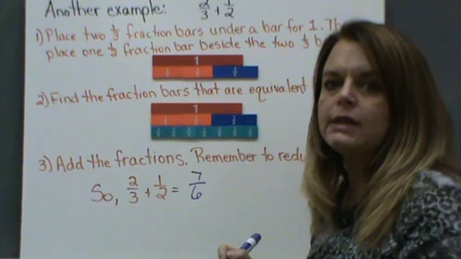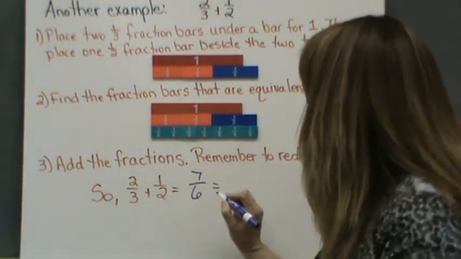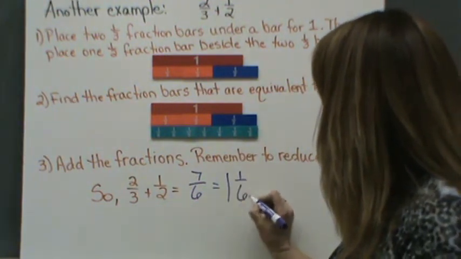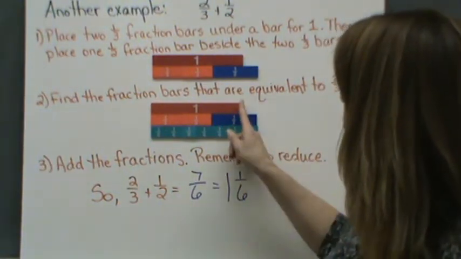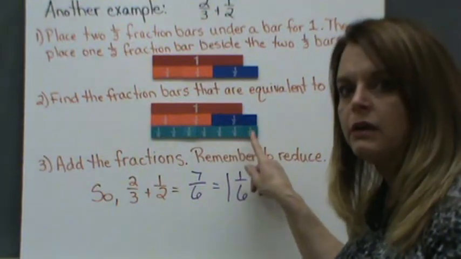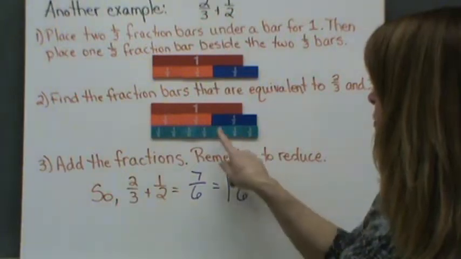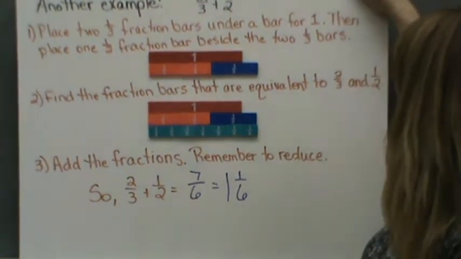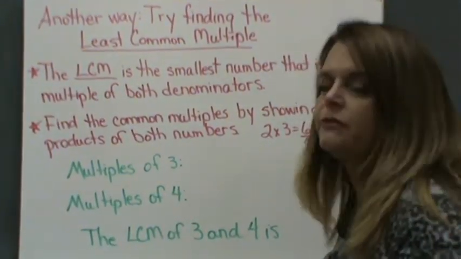And I can look at that and tell that it's an improper fraction, and I have to remember to reduce. So I know that 7/6 is 1 and 1/6. And I can also see that up here with my fraction bars. I can see that the 1 is here, these 6/6, and I have a 1/6 bar left over. So you'll see the 1 and 1/6. So that was using fraction bars.